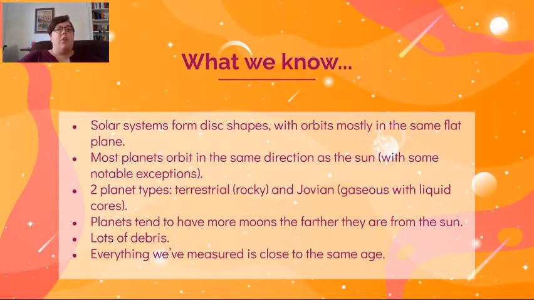Overall, we observe that there is a certain amount of debris in space, by which we mean things like meteorites, asteroids, comets, stuff like that. And we've noticed that the farther away from a sun a planet is, the more stuff it tends to have in orbit around it. And finally, we've taken data and measurements. You know some of the ways that we do this from the last couple of weeks of lessons. And it turns out that all of the stuff that we've measured in our solar system is around the same age, about 4.6 billion years old.